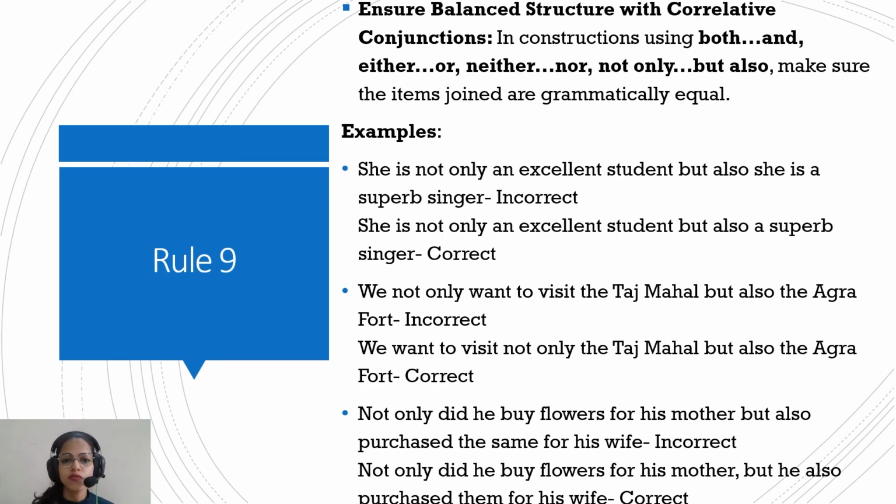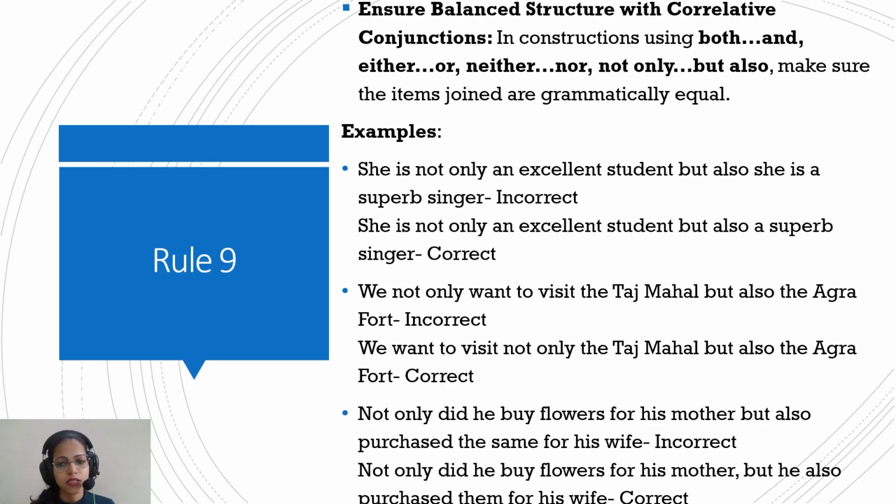Ensure balanced structure with correlative conjunctions. In constructions using both-and, either-or, neither-nor, not only-but also, make sure that the items joined are grammatically equal. It's pretty much the same as the previous one that we did, but just for the sake of clarity, I have made it into a different rule.